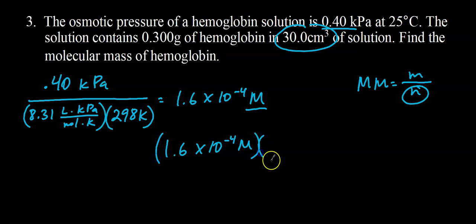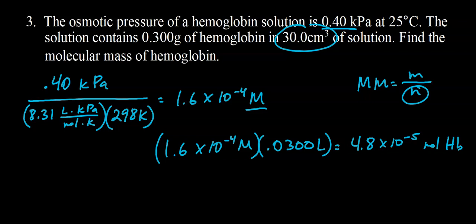So we're going to take the concentration of the solution and multiply it by the volume in liters. So 30.0 cubic centimeters is the same thing as 30.0 milliliters. Be careful with your conversion. To convert from milliliters to liters, you're going to divide by 1,000. And again, be careful of your significant figures. 30.0, that's 3 sig figs. When we convert to liters, you still have to have 3 sig figs. Once again, go ahead and pause the video and get that number. So hopefully you got that value, 4.8 times 10 to the negative fifth moles of hemoglobin.